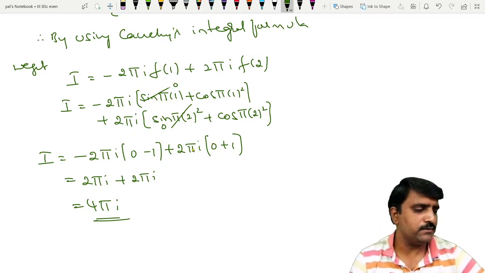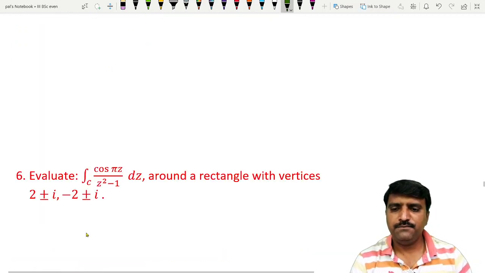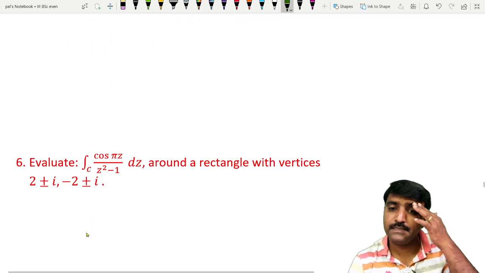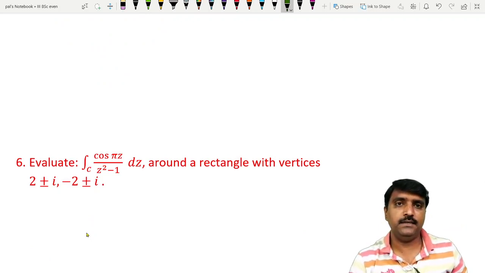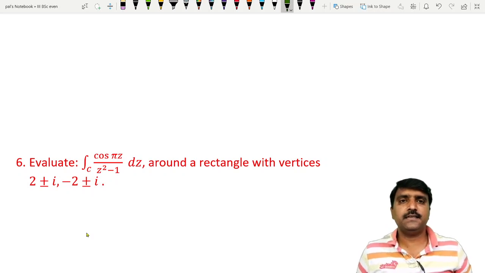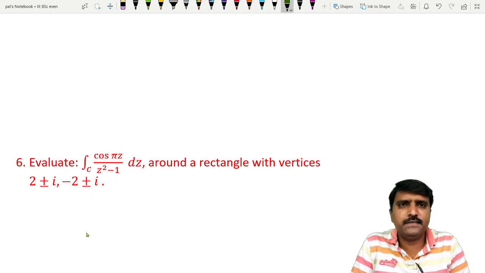You should concentrate on this one. Next, if possible, try to solve cos pi z by z square minus 1 around a rectangle. Here the region is not a circle; that region may be any closed contour. The given contour is a rectangle with vertices 2 plus or minus i and minus 2 plus or minus i. Take all those 4 points and draw the line segments, you get a rectangle.